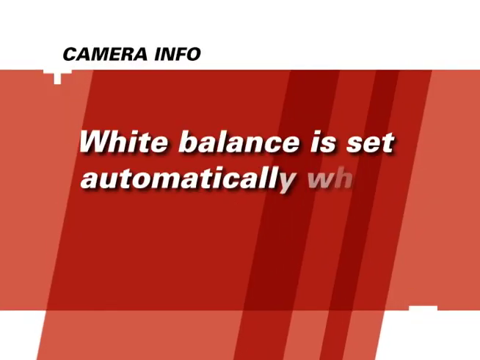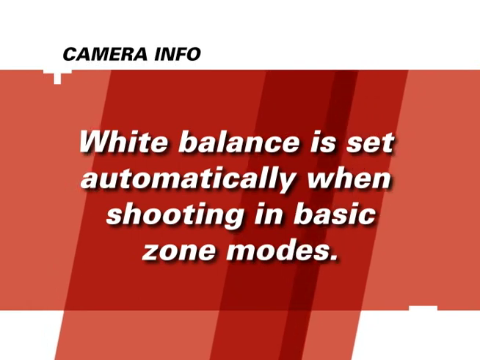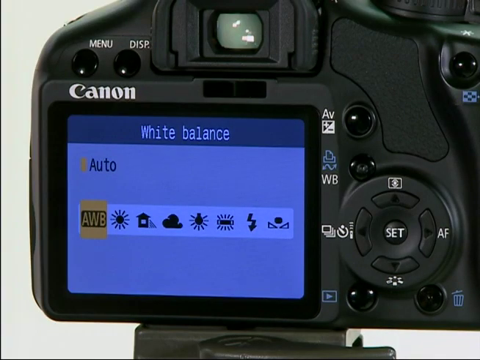If natural-looking colors cannot be obtained with the auto white balance, you can set the white balance manually to suit the respective light source. In the basic zone modes, the auto white balance will be set automatically. Your camera will attempt to automatically determine the white balance when it's set to the AWB mode. This is the default setting, but you can get better results by setting a preset white balance or by manually customizing the white balance. Here are some of your options.